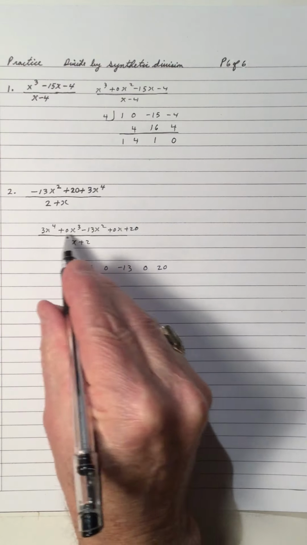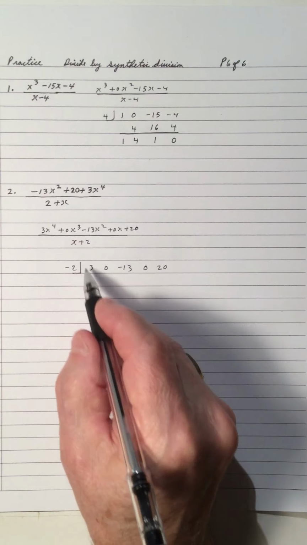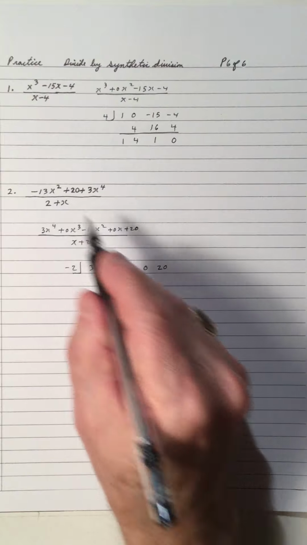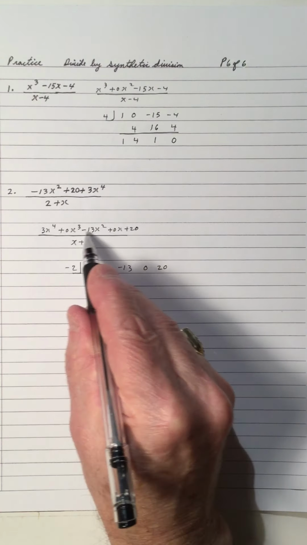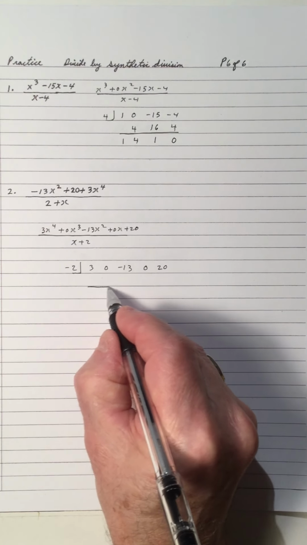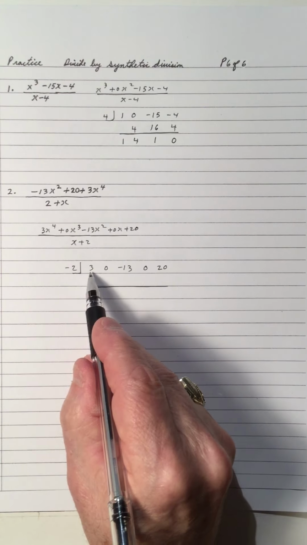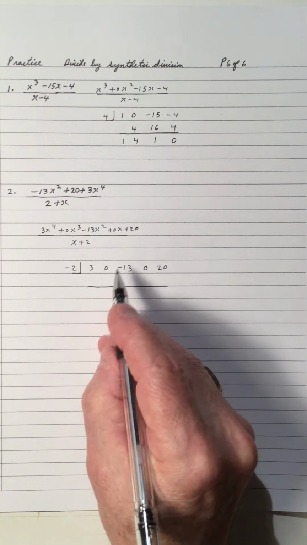Now you don't have to do this right here. You can look at this and say, well, the leading term is a 3. The cube is not there, so I put a 0 in. The square has a negative 13. The x is not here, so I put a 0. So I wrote this out only to explain what's happening. Make sure you don't make an error. But you can omit this and put the 3 in, put the 0, and as you go down, if it's not there, then you put a 0.